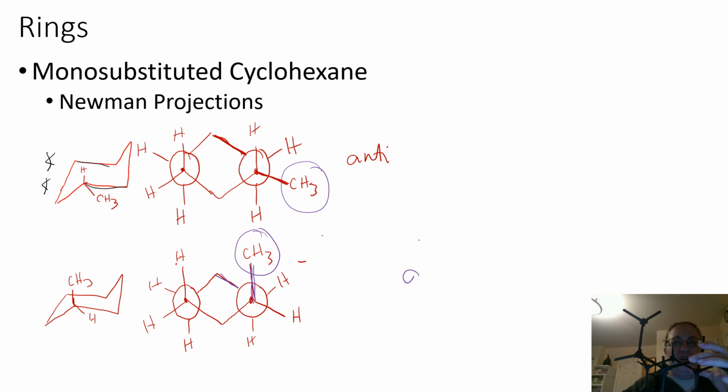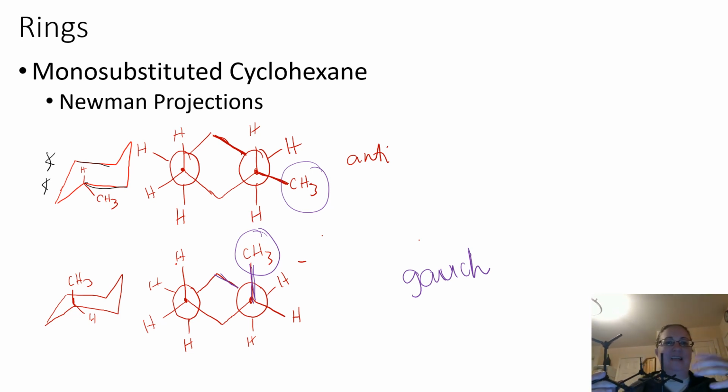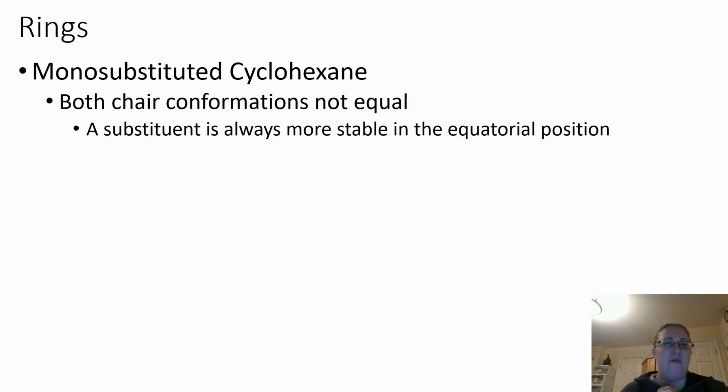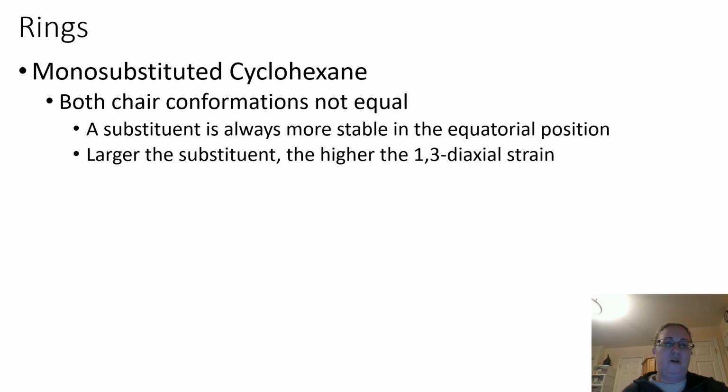So remember, this is our gauche conformation, and it is not as low of energy as what the anti-conformation is. It is still staggered, it is still a low energy, but it is not nearly as low of an energy as what the anti-conformation is. So this is another reason why when we put groups on our cyclohexane ring, we want to make sure that those groups go in the equatorial position, and that is the more stable or the favored chair. When we look at this, with both of them not being equal, the substituent is always going to be more stable in the equatorial position.